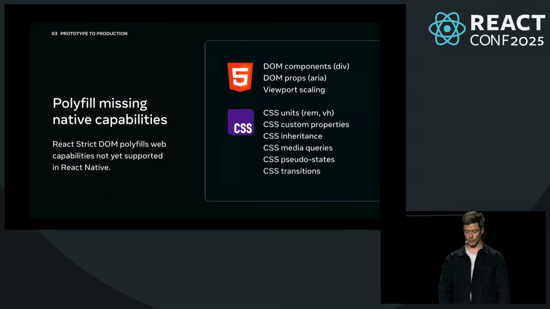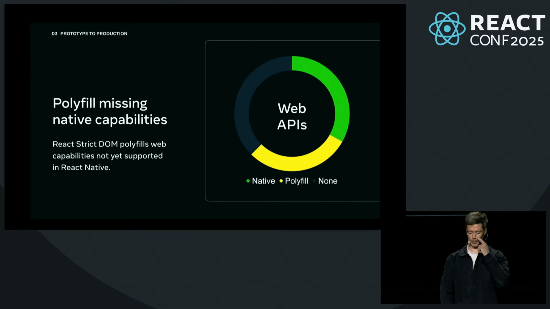And so React Strict DOM also polyfills web capabilities like CSS custom properties, CSS inheritance, relative units, CSS transitions, and more. About half of the APIs that are currently available are polyfilled in some way. And this helps us bring more of the power and familiarity of the web to native platforms without waiting for every feature to be moved into native code.